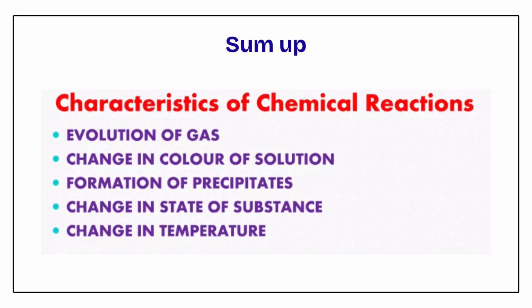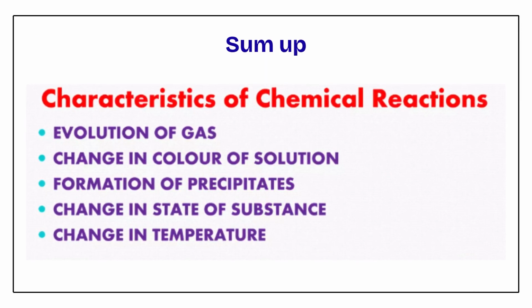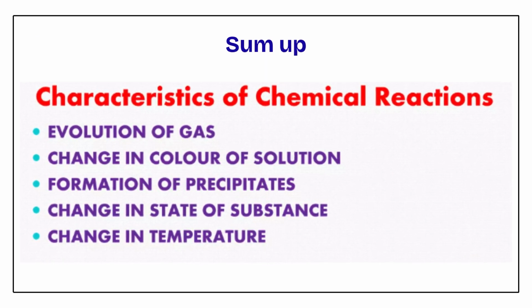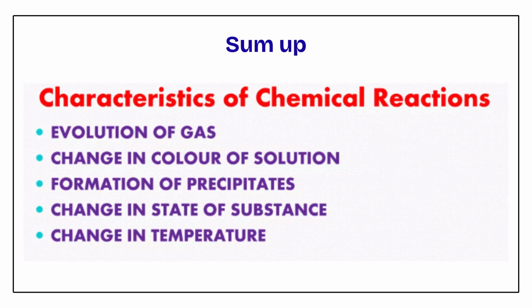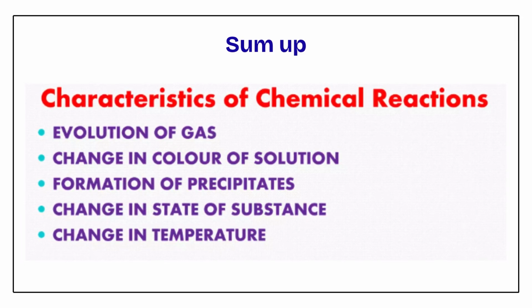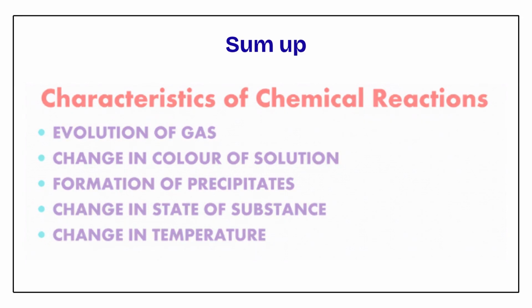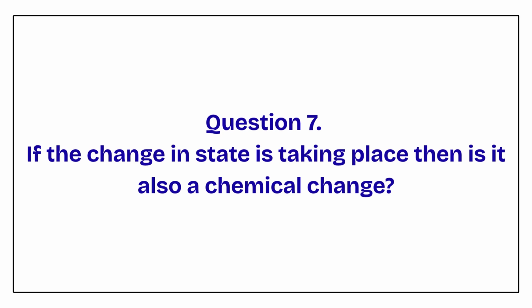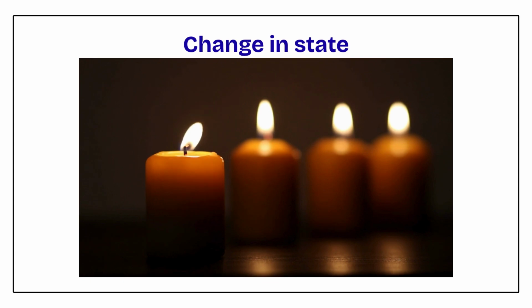So I have till now explained to you the change in color, the formation of precipitate, and the formation of gas are few characteristics of the chemical reaction. Let us understand that if the change in state is taking place, then is it also a chemical change? Let us understand with the help of an example.